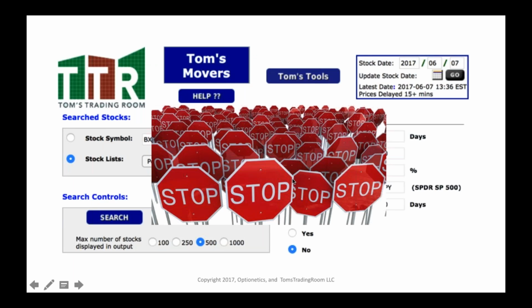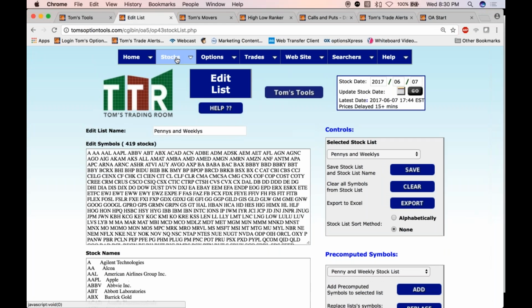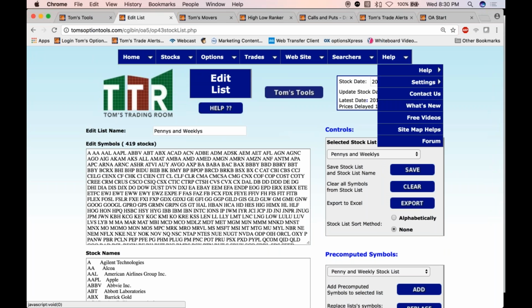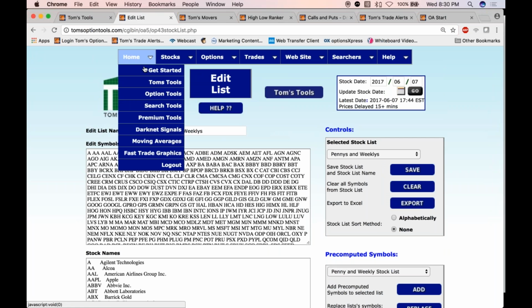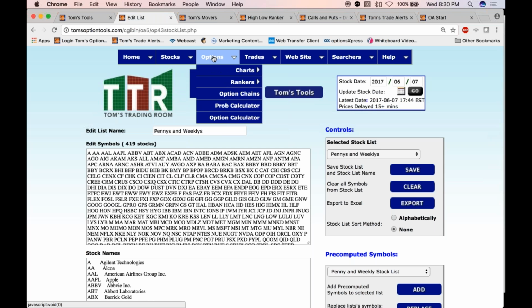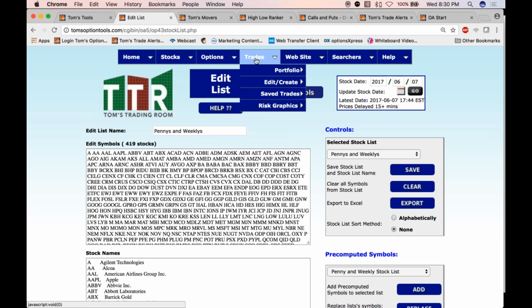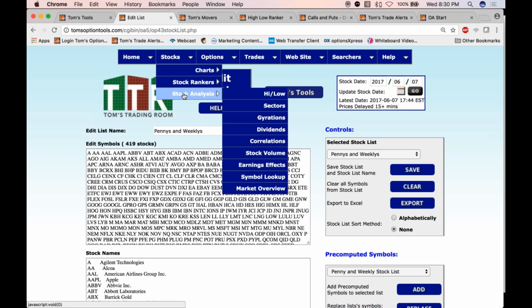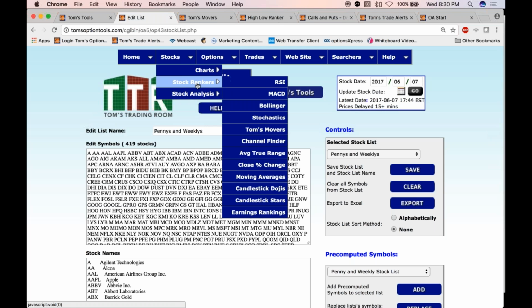All right, so to get to Tom's Movers, we're going to pop over to stocks. If you look at our homepage, we have our Getting Started piece, and you come over to stocks. This is where we can spot a lot of opportunities. And options is where we can create a lot of those low-risk trades. And then in trades, we can plan, execute, and manage those trades. We got portfolios and all kinds of things. I want to go to stocks, and I want to go to stock analysis. I'm sorry, stock rankers. I want to go to stock rankers.